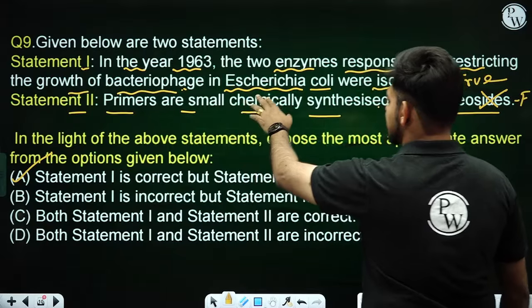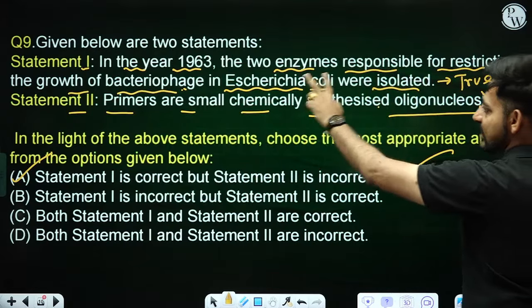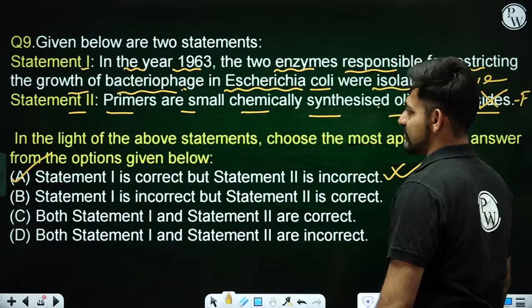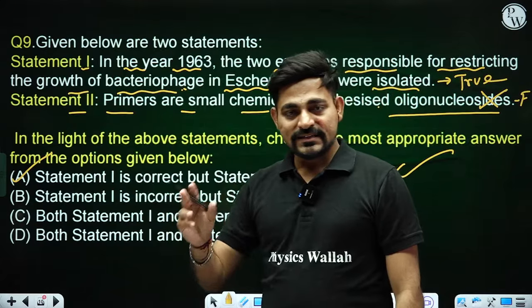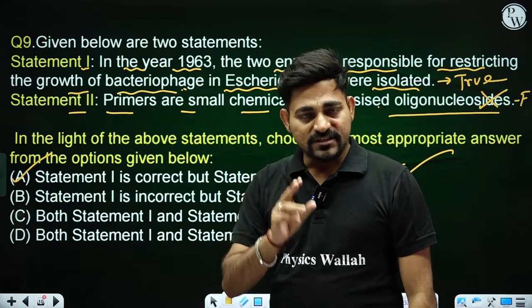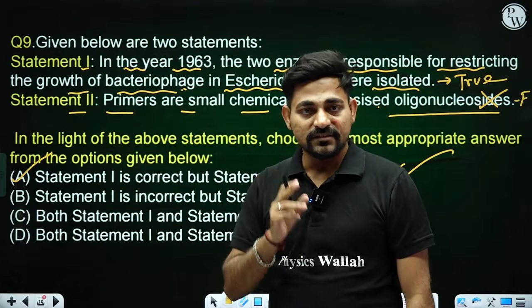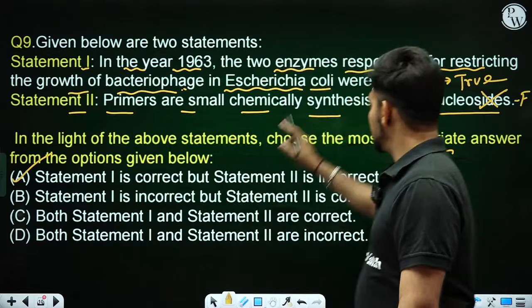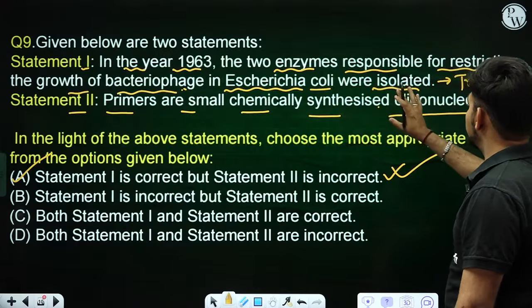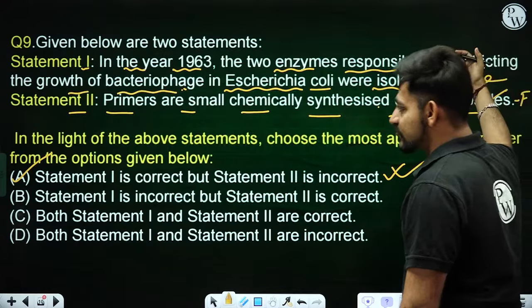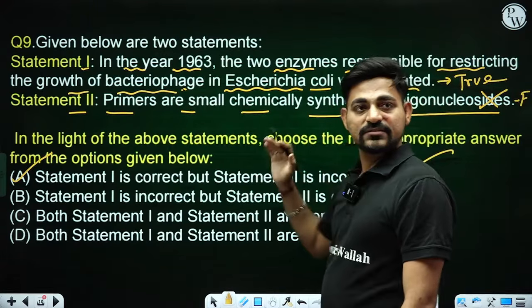In the year 1963, two enzymes responsible for restricting the growth of bacteriophage, one is methyl transferase, another is restriction endonuclease, were isolated from E. coli bacteria. So that's why statement 1 is true and statement 2 is false.